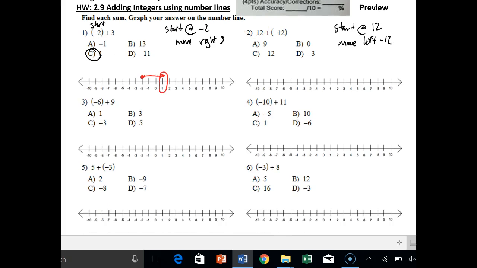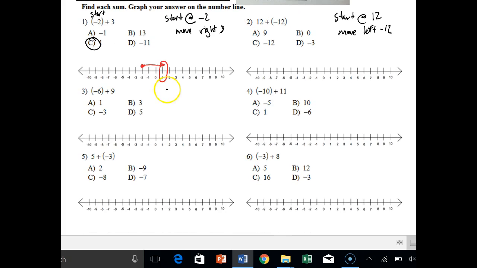So let's look at number 3. So you're going to start at negative 6, move right, because it's positive, 9 times. So we're going to start at negative 6 right here. We're going to move right 9 times. Well, moving to 0 was 6 times, and then 7, 8, 9. So it stops right there. So your answer is positive 3. So 3 is your answer.